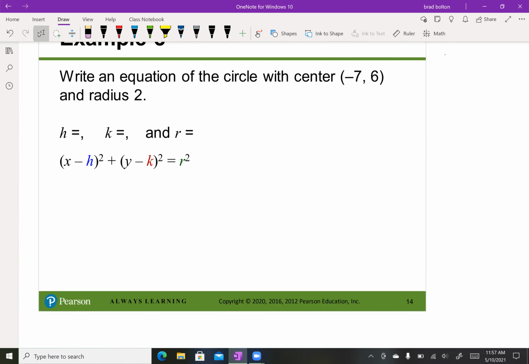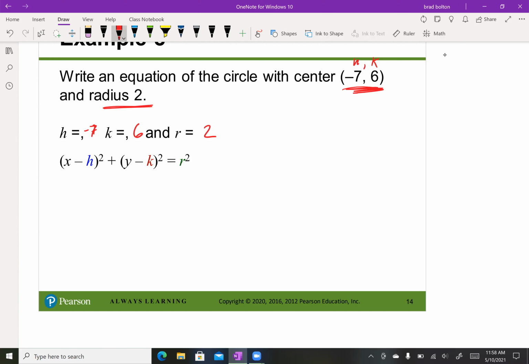It says write an equation of a circle with a center of -7, 6 and a radius of 2. Okay, so that means that we have to identify H, K, and R. So now we see that H is -7, right? This is my H comma K. So H is -7, and my K is 6, and my R is 2, because the radius is 2.